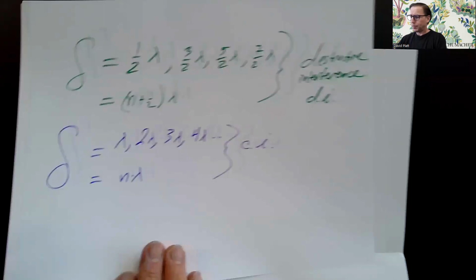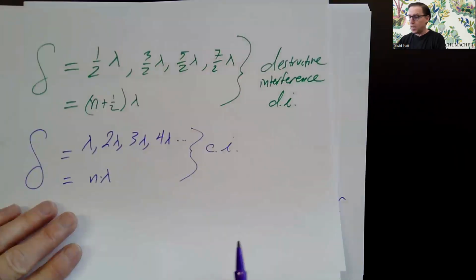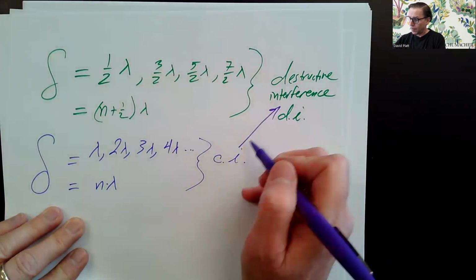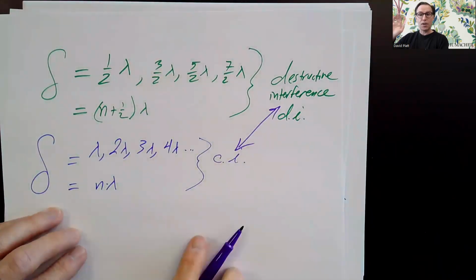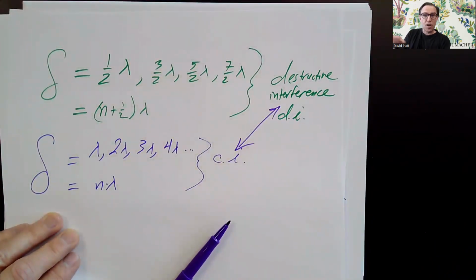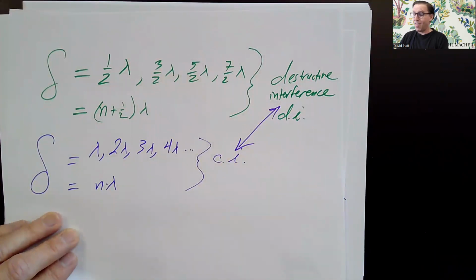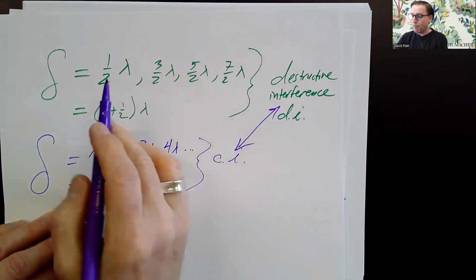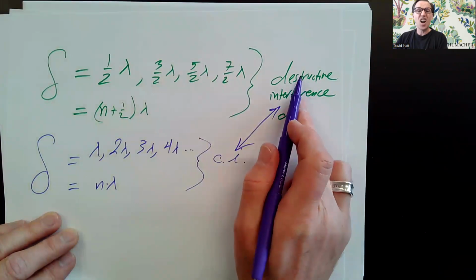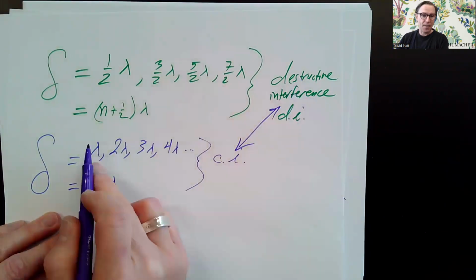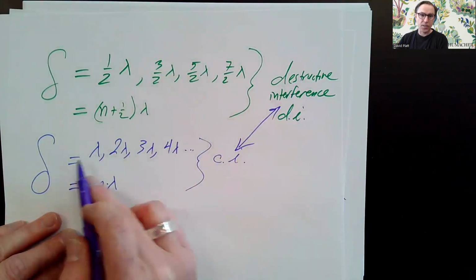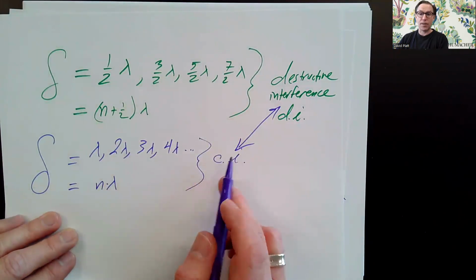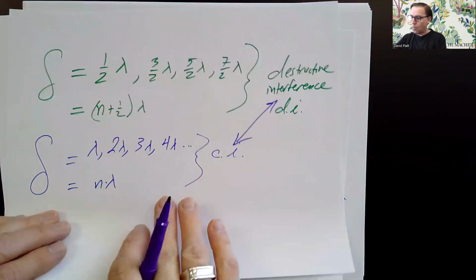Why do we care? Because if there's a p-cur, these two switch. If a crest becomes a trough, or a trough becomes a crest, then it's these half wavelengths that give us constructive interference, and these whole wavelength differences would give us destructive interference. Goodness gracious. What does that all mean? I'm going to show you what it all means.